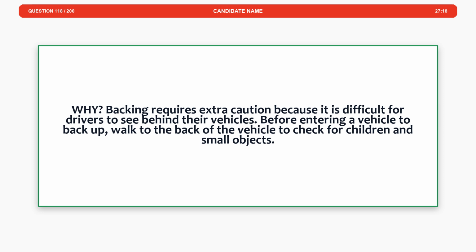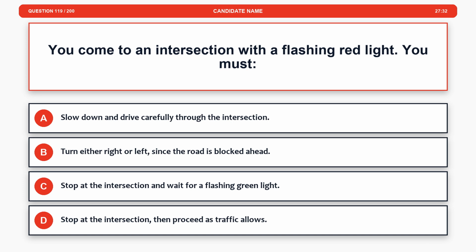Explanation: backing requires extra caution because it is difficult for drivers to see behind their vehicles. Before entering a vehicle to back up, walk to the back of the vehicle to check for children and small objects. Question 119. You come to an intersection with a flashing red light. You must: Option A, slow down and drive carefully through the intersection. Option B, turn either right or left since the road is blocked ahead. Option C, stop at the intersection and wait for a flashing green light. Option D, stop at the intersection, then proceed as traffic allows.